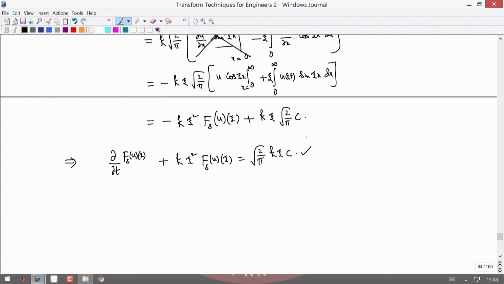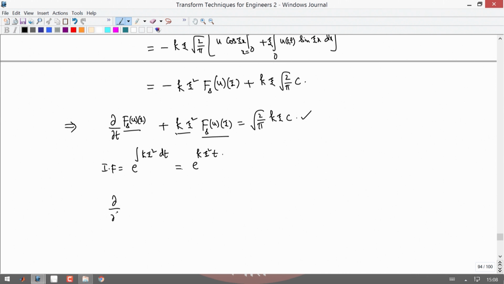It is a linear equation for this unknown, and to find the general solution, you use an integrating factor. For the form dy/dt plus p(t) y(t) equal to some given function, here this is just a constant, it does not involve any function of t. So the integrating factor is e to the power of the integral of kappa ξ² dt, that is a constant. That will give me e^(kappa ξ² t). So this you multiply into the equation.